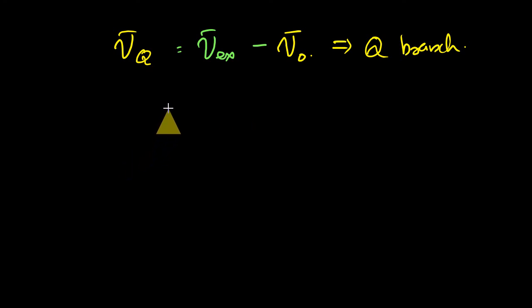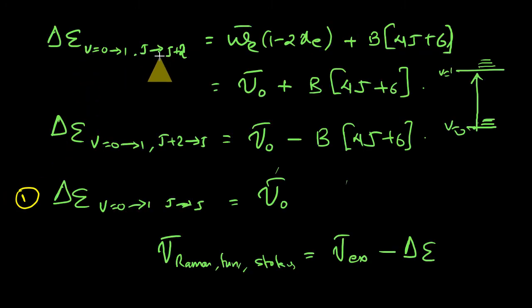Now we can take the next possibility. The next possibility is delta J is equal to plus 2, this transition, J to J plus 2 transition. That is the next possibility I am considering. And in this case, delta J is equal to plus 2.